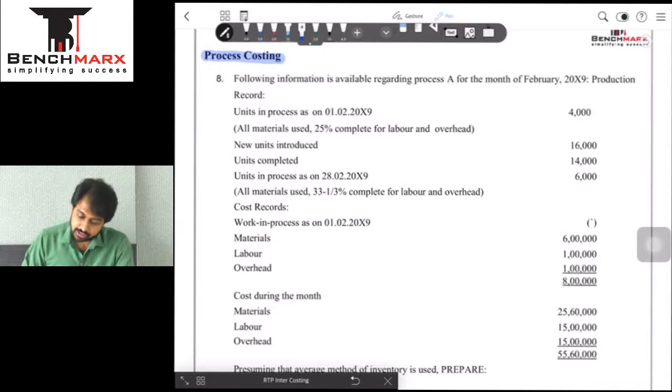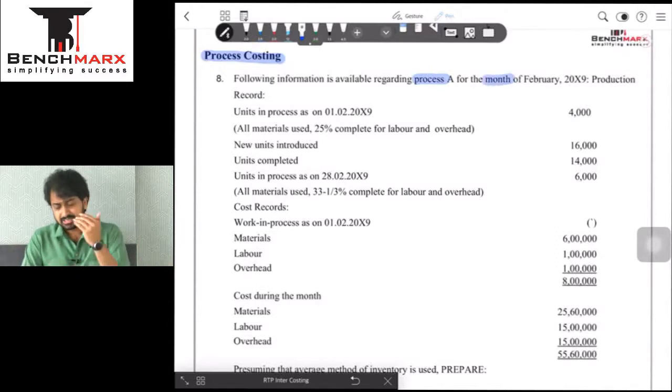The following information is available regarding a process A. So we are doing the costing for process A for the month of Feb, which means we are doing it for a particular period. Sometimes the question will mention month, sometimes quarter, sometimes year, sometimes the overheads are mentioned for 12 months, that is per year, and sometimes the question asks us to do it for a month, so accordingly we'll have to divide by 12 to get monthly expenses. So while reading the question, keep in mind month, year, quarter, everything, and then you read the question.